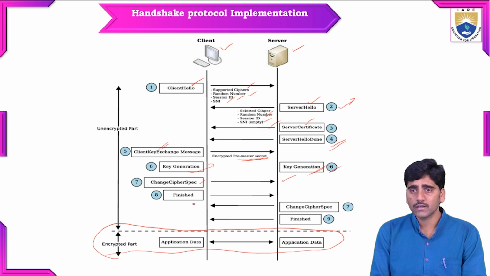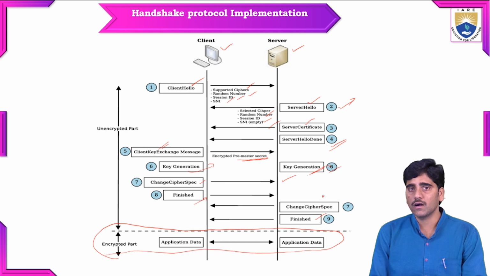Now the client finishes its messages with the key generation and requests the server to change the cipher spec. Now the server is also requesting the client to change the cipher spec. Now I can change the encryption key. Now the task is finished.